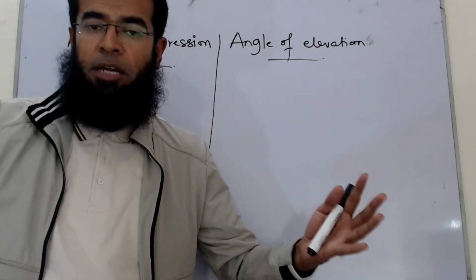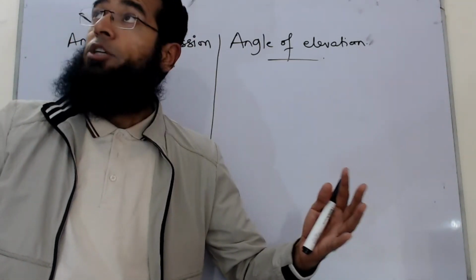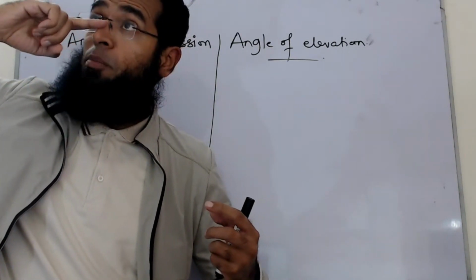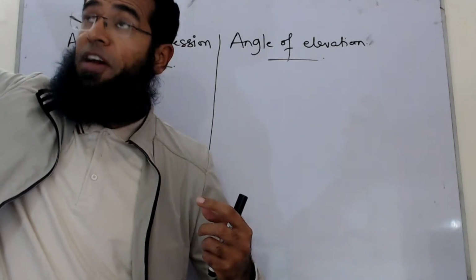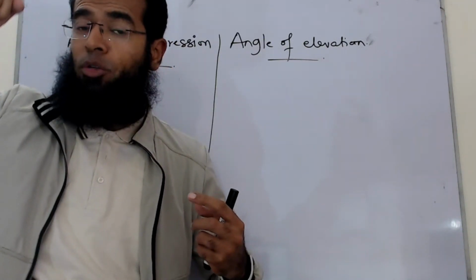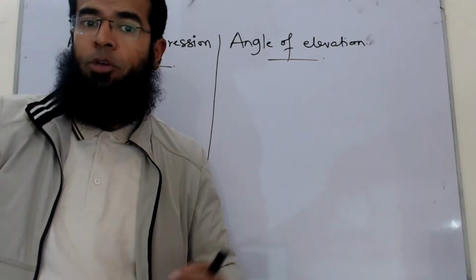For example, I'm currently standing in a room. If I'm looking at the fan, my eyes are making an angle with the fan with the x-axis. My eye level is the x-axis. So this angle is the angle of elevation, right?